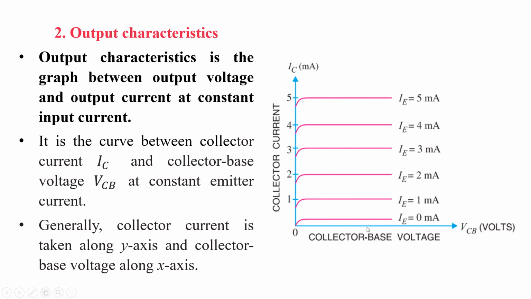So what happens? This curve between collector current and collector base voltage will become a horizontal line after a small increase in the voltage. If you take IE equal to 1 milliampere, you will get the curve which is horizontal, touching 1 milliampere here. For 2 milliampere, it reaches exactly 2 milliampere and remains constant. For 3 milliampere, 4 milliampere, and 5 milliampere are shown. That means there is no change in current even if you change the voltage. So from this graph, you can obtain the value of output resistance.